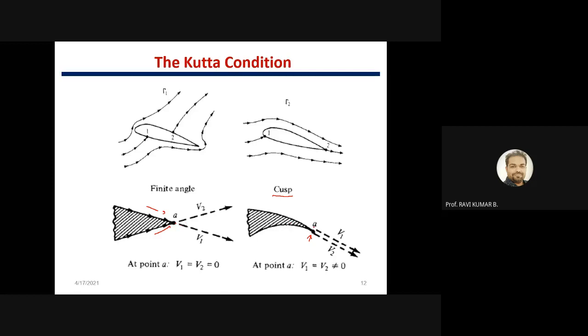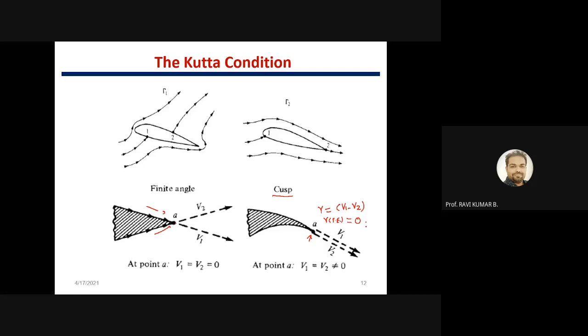Second, if the trailing edge is cusped, then the velocities leaving the top and bottom surface have finite value but are equal in magnitude and direction at point A. In that case, at the trailing edge, you will get net circulation zero. If I write gamma here, that is nothing but the difference in velocity. So gamma at the trailing edge, exactly at this point, will be 0.